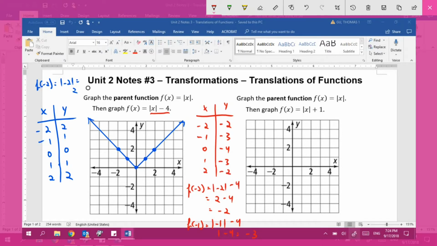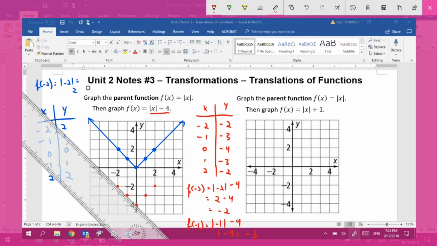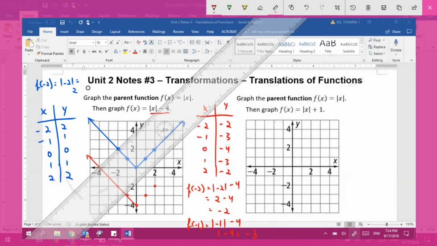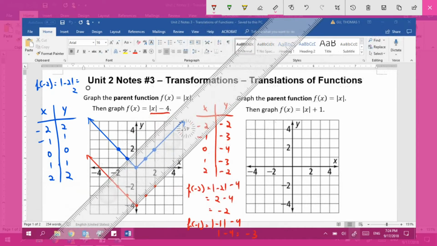So let's plot these points on our graph. -2, -2. -1, -3. 0, -4. 1, -3. And 2, -2. So we can see that our new graph right here looks like this and like this.